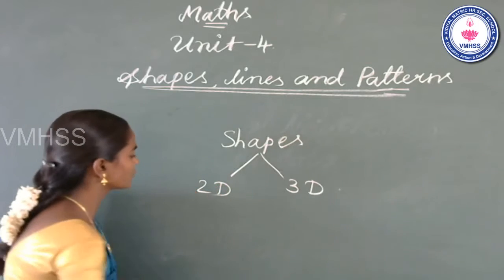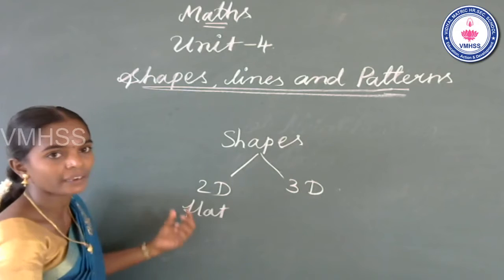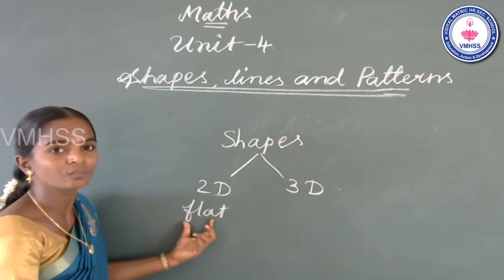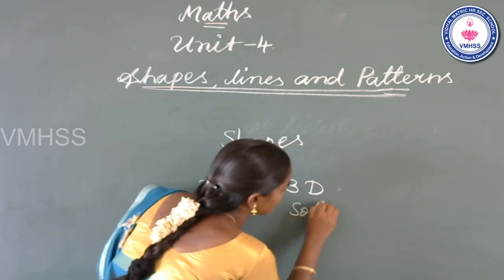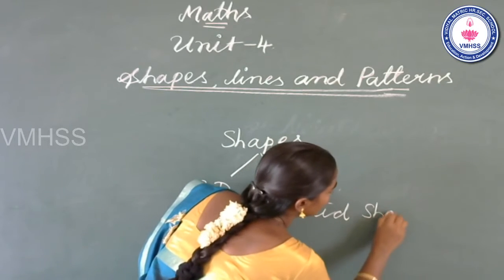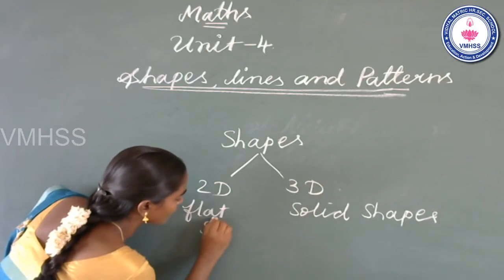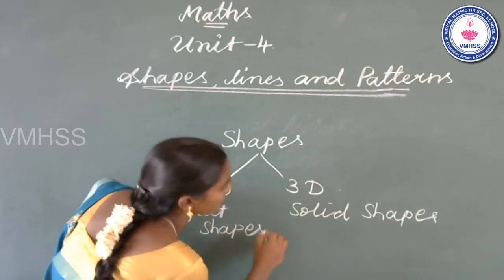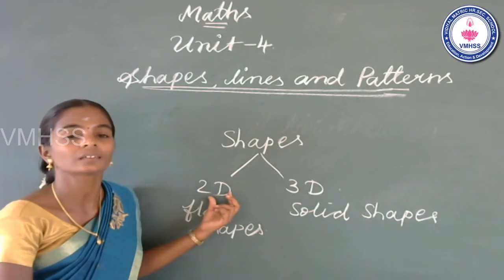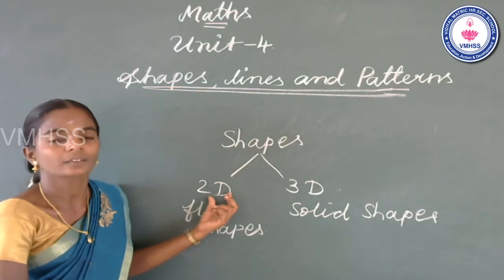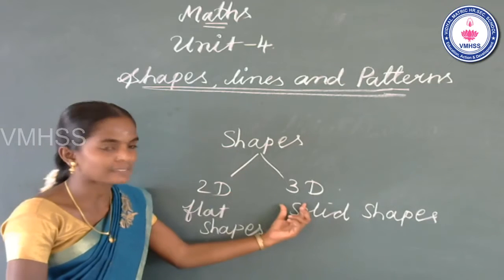So 2D shapes are also called flat shapes. 3D shapes are called solid shapes. Children, 2D shapes are called flat shapes and 3D shapes are called solid shapes. So 2D means two dimensional. Next, 3D.